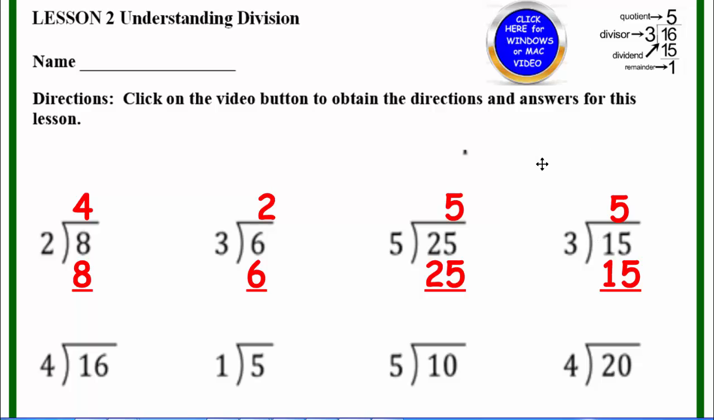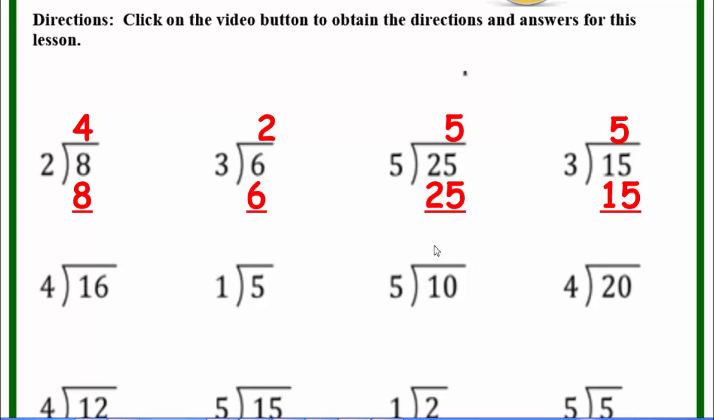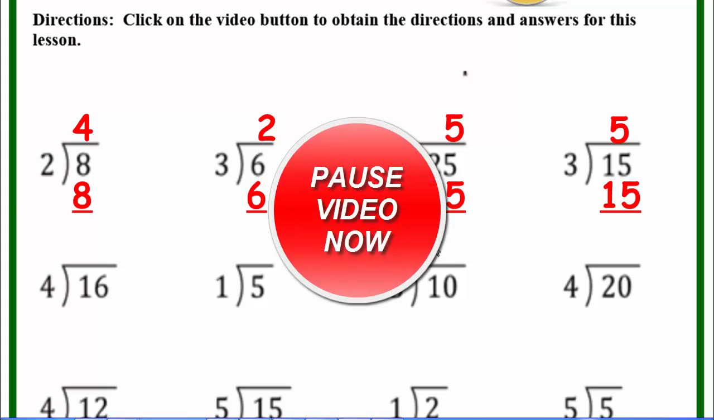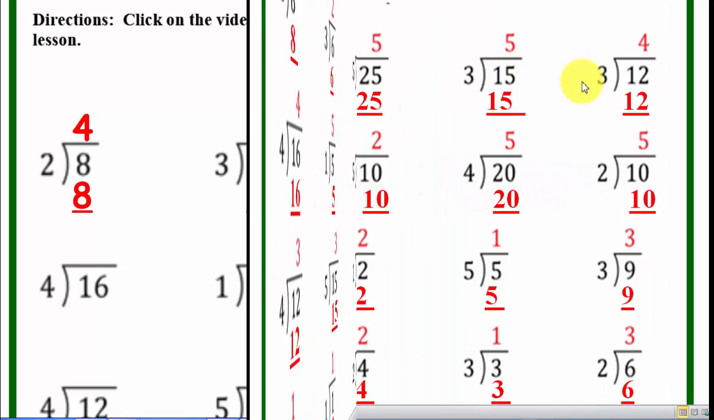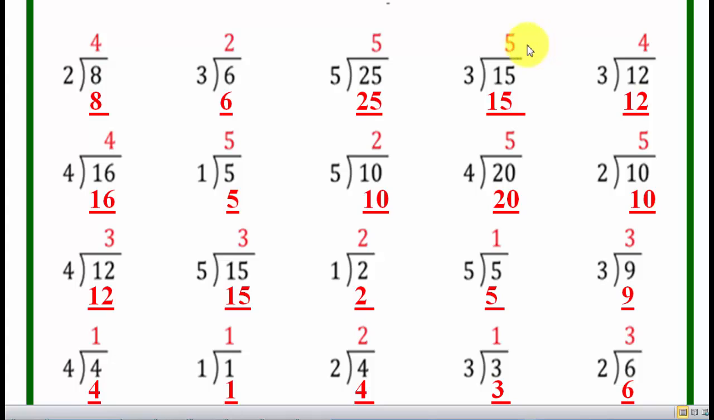Okay, if you would please pause the video, complete the rest of the lessons, the division, and then play the video, and we will provide you with the answer. If you would, please pause the video now. Thank you. Okay, we left off with 3 goes into 15 5 times, and the last one on that row is 3 goes into 12 4 times.